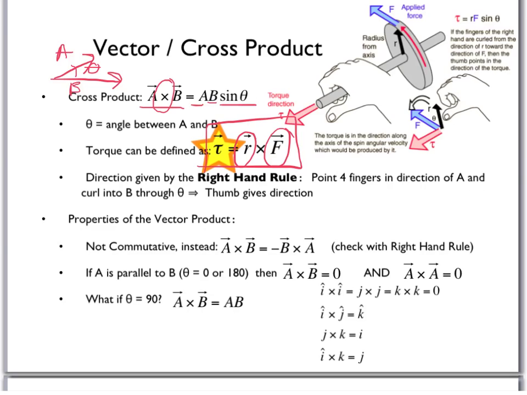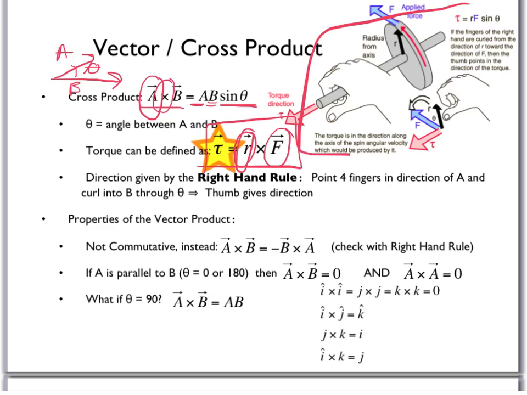Now, when you cross two vectors together, your answer is actually a vector itself. The magnitude is given by the two magnitudes multiplied together times the sine of the angle, but the direction is given by what we call the right-hand rule. There are several right-hand rules. In this case, we're using one where you point your four fingers in the direction of the first vector, A or R, and then you curl those fingers through the angle theta to vector B.